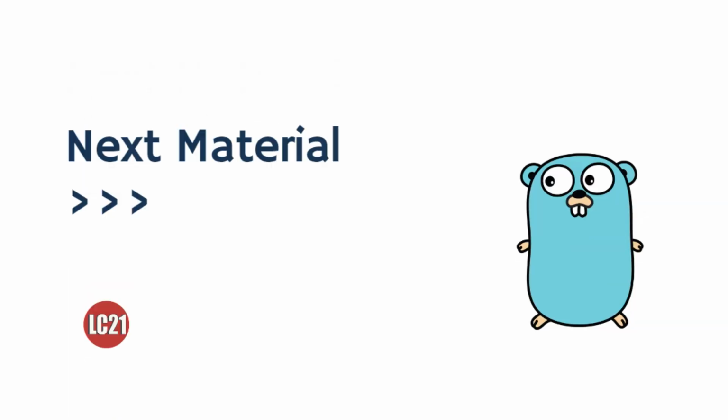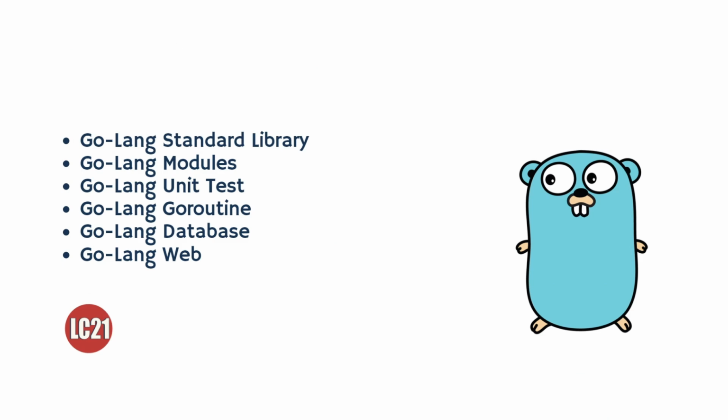In conclusion, having covered the basics of Golang, our journey now takes us to explore essential topics in the Go programming language, such as the standard library, modules, unit testing, goroutines, databases, and web development. Delving into these areas will provide a comprehensive understanding of Golang's capabilities, enabling developers to harness its power for building efficient, scalable, and reliable applications.